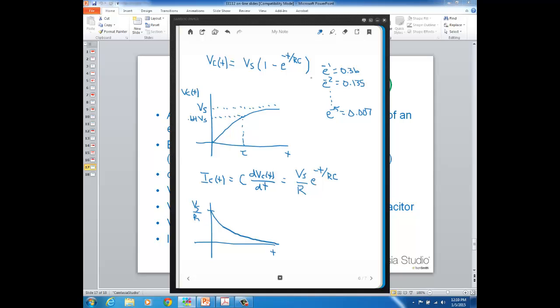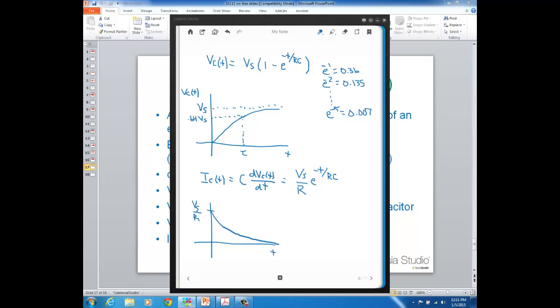And then after two time constants, you'd have e to the minus 2 here. So now you're going to be at about 85%. Well, actually it'd be 86.5% of the final value. And then after 5 time constants, where t equals 5 RC, this would be e to the minus 5. So you'd have 1 minus 0.007. So now, for all practical purposes, you're at the final value.